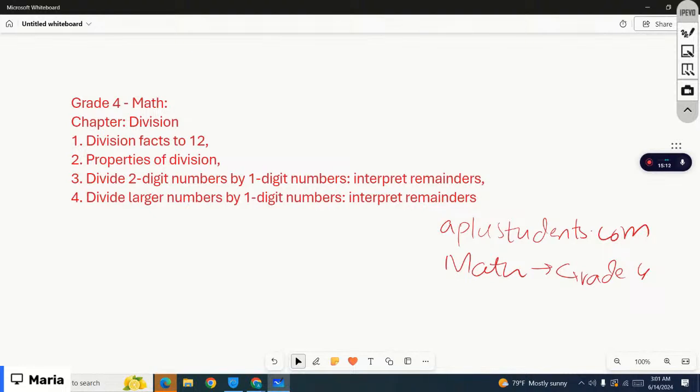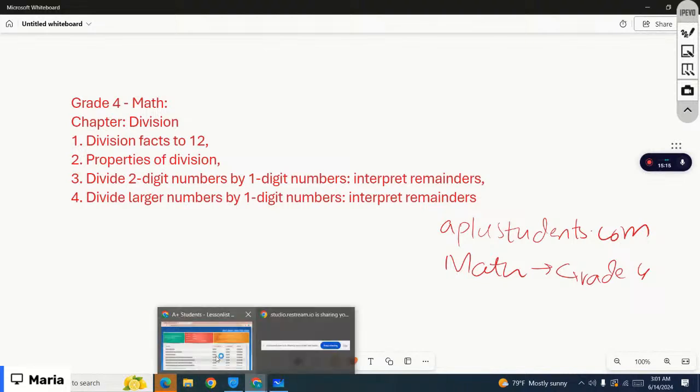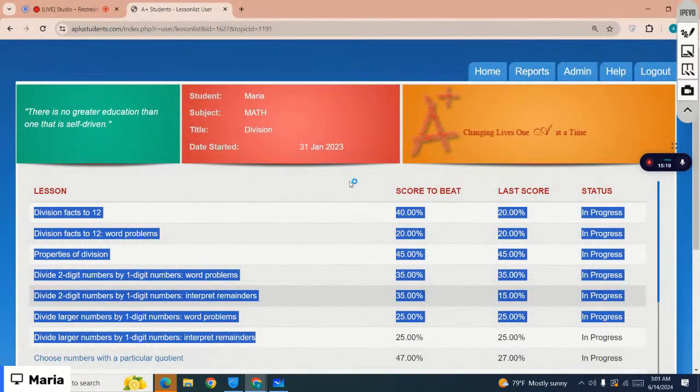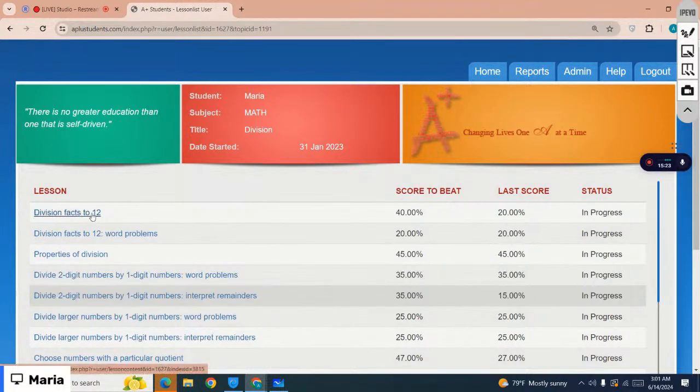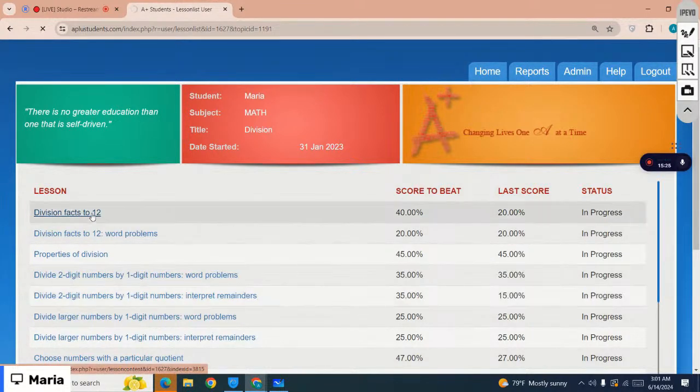Okay, let's just start with the lesson. Here I'm on grade 4 math. The chapter now is division. Let's start the first lesson, that is division facts to 12.